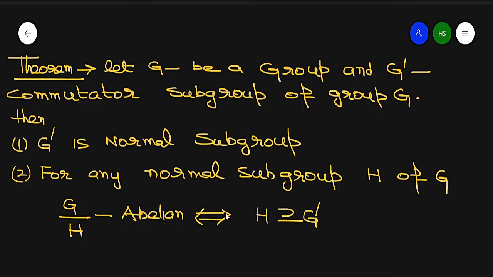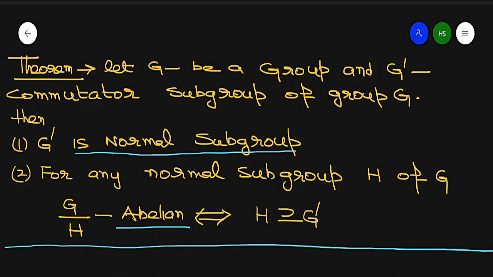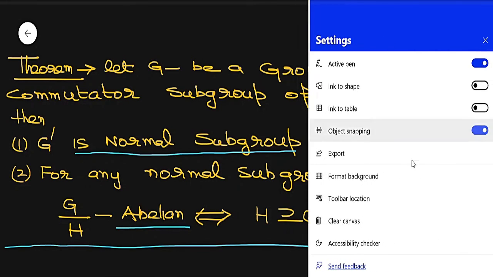So the next theorem is: if G is a group and G dash is the commutator subgroup of G, then prove that, number 1, G dash is a normal subgroup; number 2, if G by H is abelian, then H contains G dash. What is G dash? It is the commutator subgroup. Now to prove this result, the first part, G dash is a subgroup, we know that. And second, we need to prove it is normal.